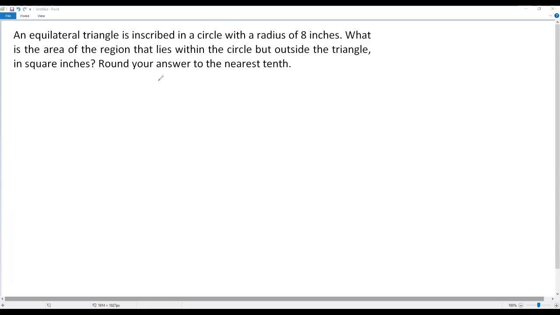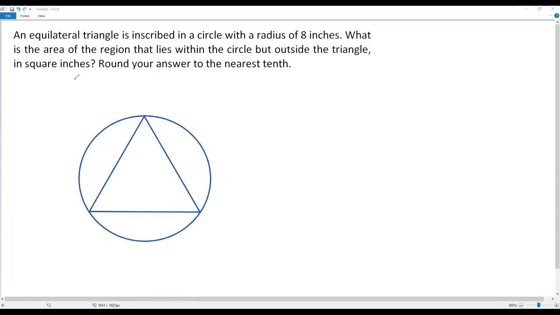Okay, first let me draw a circle with an equilateral triangle inscribed in it. Here I have drawn a circle where an equilateral triangle is inscribed. According to the question, we have to find the area of the region that lies within the circle but outside the triangle. Now let me show the region for which we have to find the area. So this part, and this part. The region I have shaded in red color, I have to find the area.